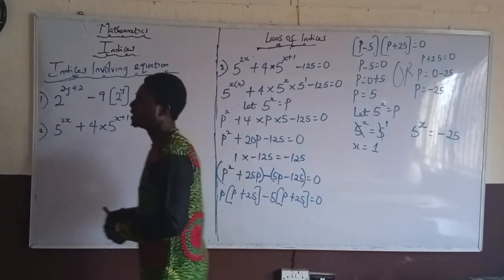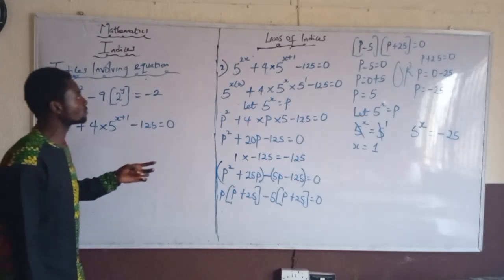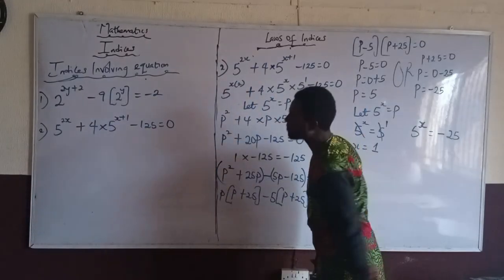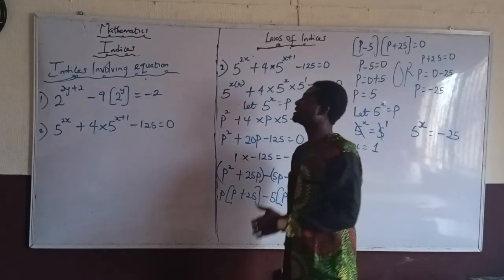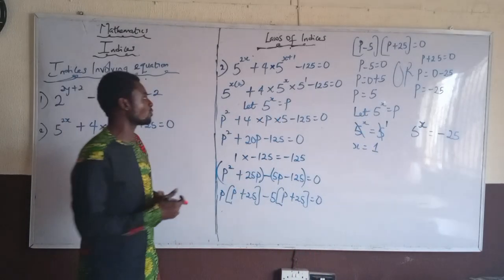Laws of indices. Starting from the laws, we move to the algebraic powers, and we move to the equation. That is the one involving linear equation, simultaneous equation, and quadratic equation. So that is the end of this class.